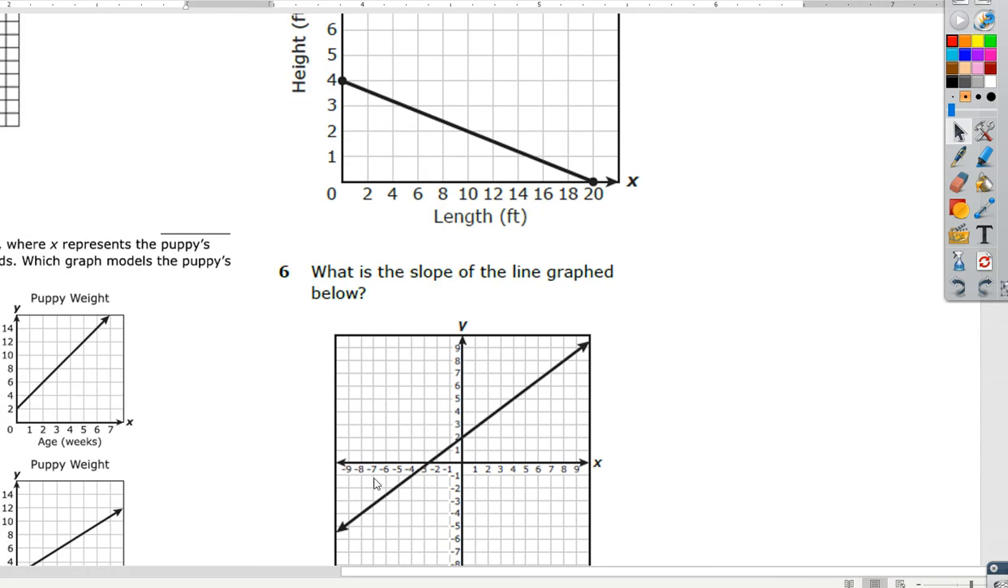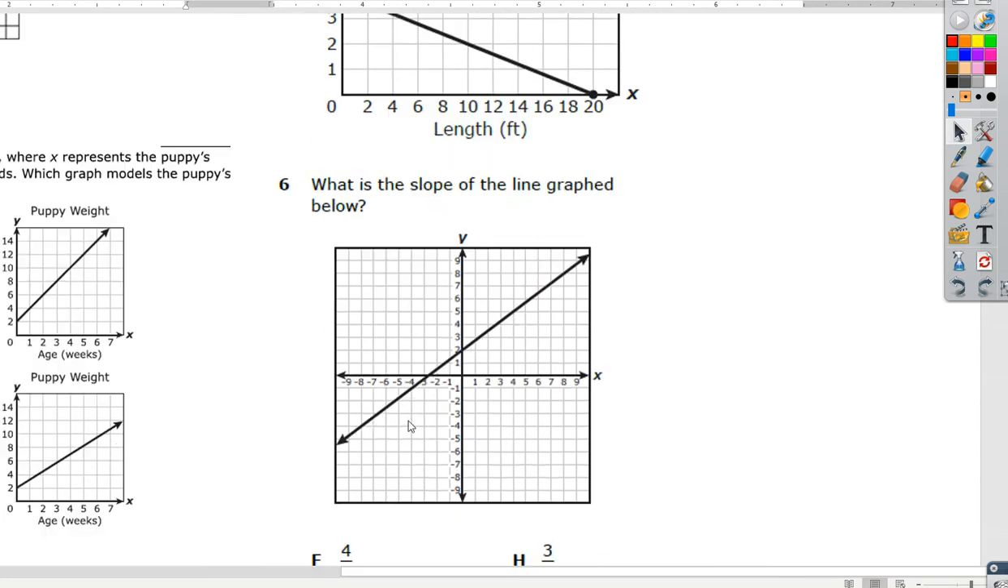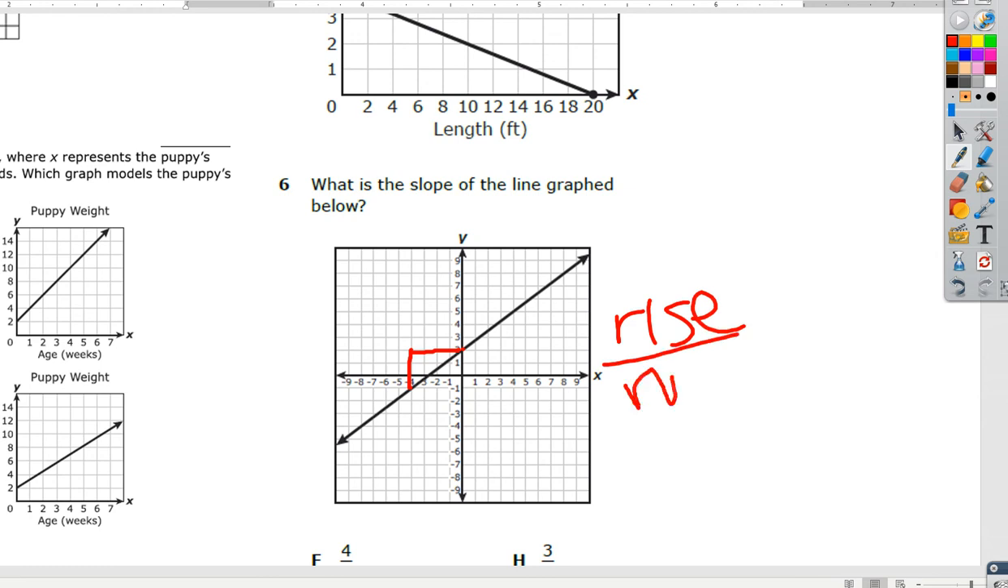Go on to number 6. And it says, what is the slope of the line graph below? Again, pick 2 points that are perfect points. I'm going to keep using this from now on. Perfect points. This is a perfect point right there, and this seems to be a perfect point right there. So count the rise, count the run, and write it down. Rise over run, and then decide if it's positive or negative, and you'll have your answer.